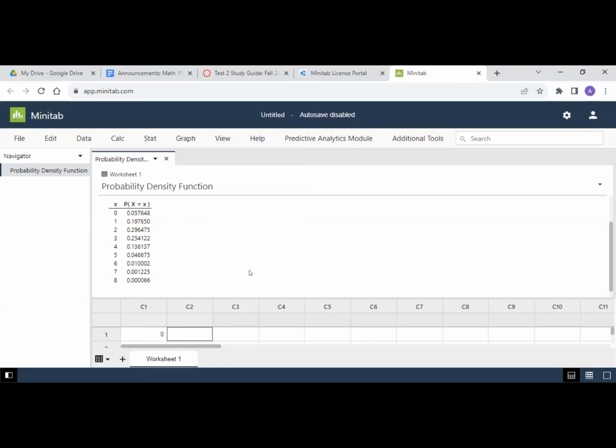Okay. Any questions on Minitab? All right. It's pretty easy. You just have to know what to click. So what I would do is on your note card, just write the commands that you have to click on, and then you'll be good for the test. Okay. All right. Let me get my screen shared again. 3, 2, 1. Here we go.